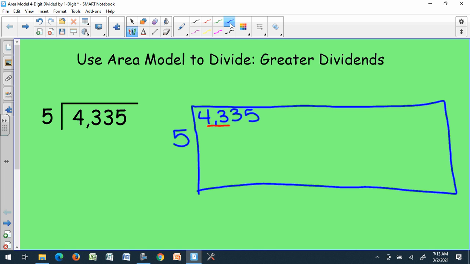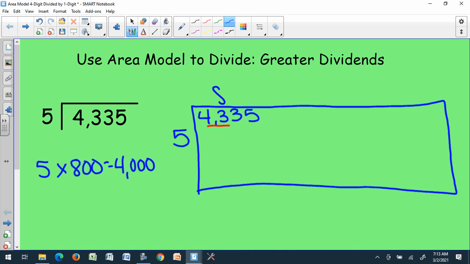So if I'm thinking about place value, I know that 800 times 5 would be 4,000. And that is really close to 4,335. So I'm going to write it over here. 5 times 800 equals 4,000. So you can see where my thinking came from.